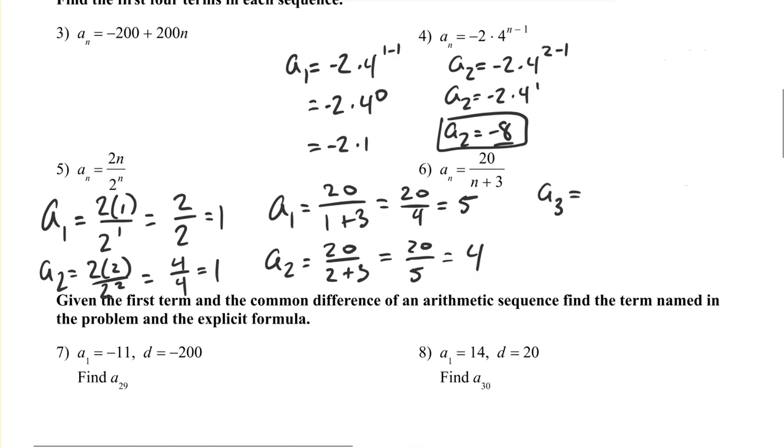Our third term would be 20 over 3 plus 3. And we'll just leave that as 20 over 6. And our fourth term, what's happening to our denominator each time? We're gaining 1, right? So it's just going to be 20 over 7.